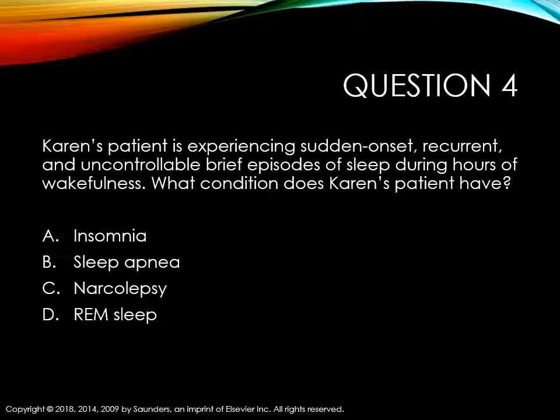Question 4 pertains to the content covered in your sleep disorder section. Karen's patient is experiencing sudden onset, recurrent, and uncontrollable brief episodes of sleep during hours of wakefulness. Which condition is this? Is it A, insomnia, B, sleep apnea, C, narcolepsy, or D, REM sleep? The answer is C, narcolepsy. We just covered that. Next question.